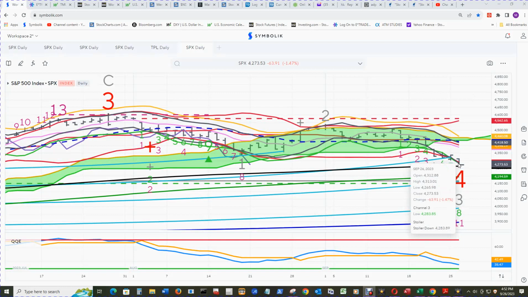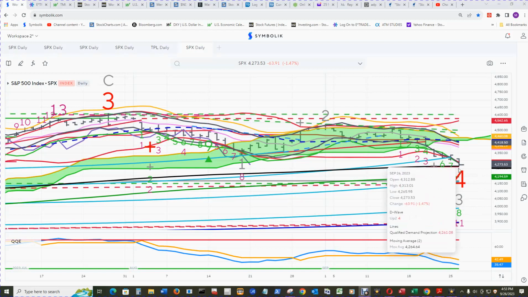And price is right underneath the Stark band, lower band, 4283.89, and the channel 3 low, 4283.85. So there's a conglomerate of resistance there, and price nailed the 200 EMA here, and to start the day tomorrow that's at 4264.64, and I put the 200 simple moving average in green right behind the 4 here, 4194.60.